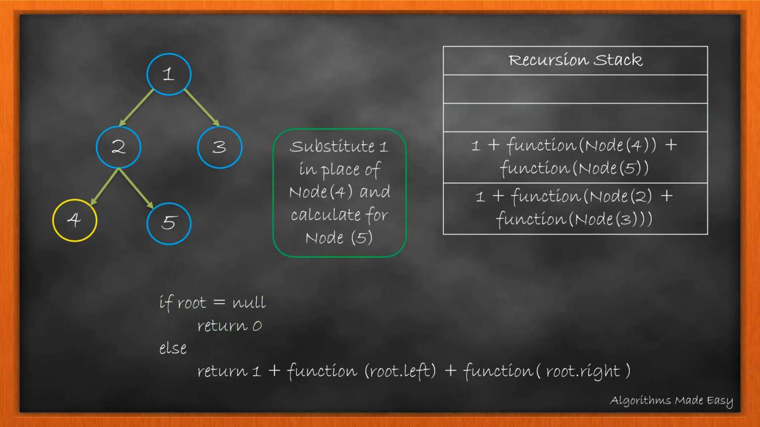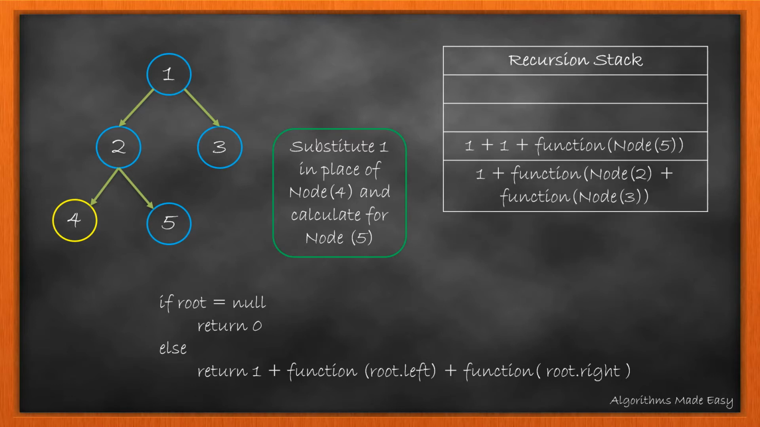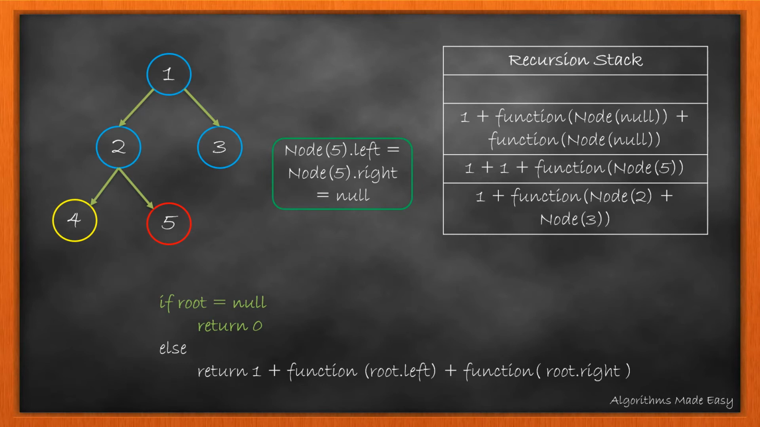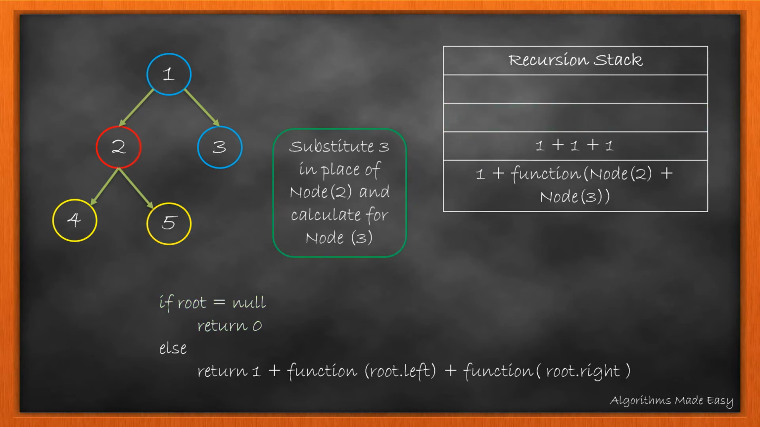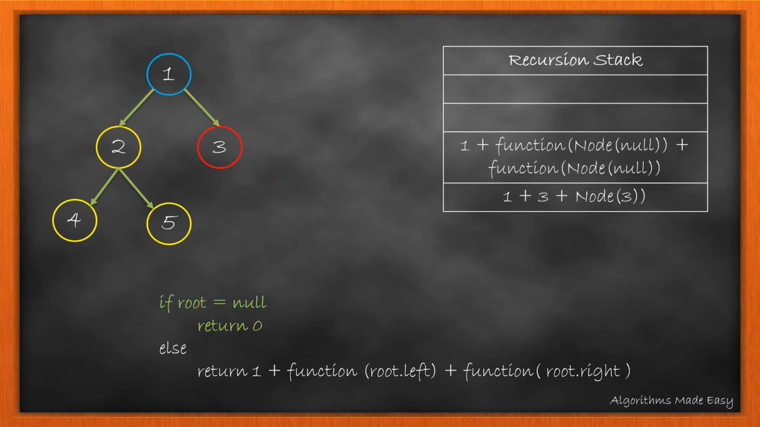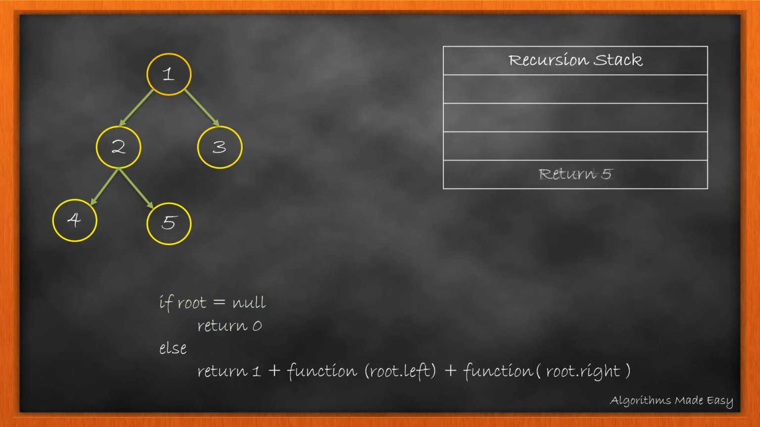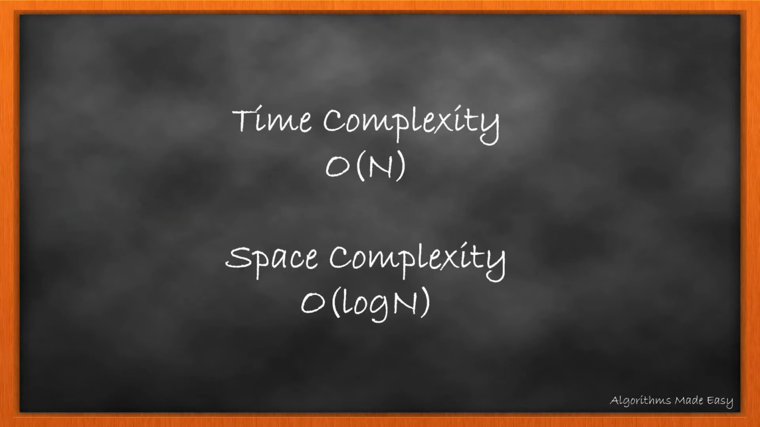The values for node 4 will get substituted in the recursion stack, and the function for node 5 will now be initiated. This continues till we have calculated the values for the root node. At the end, we get the value 5 and return it. The time complexity for this algorithm is O of n, while the space complexity is O of log n.